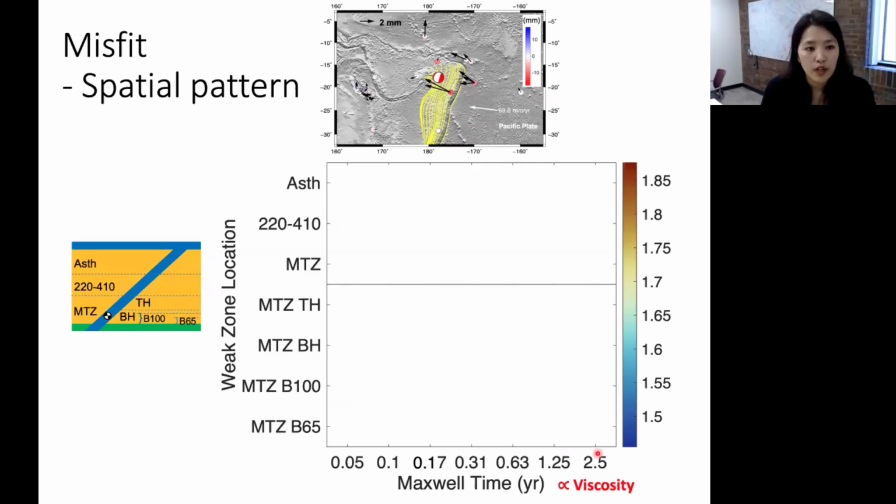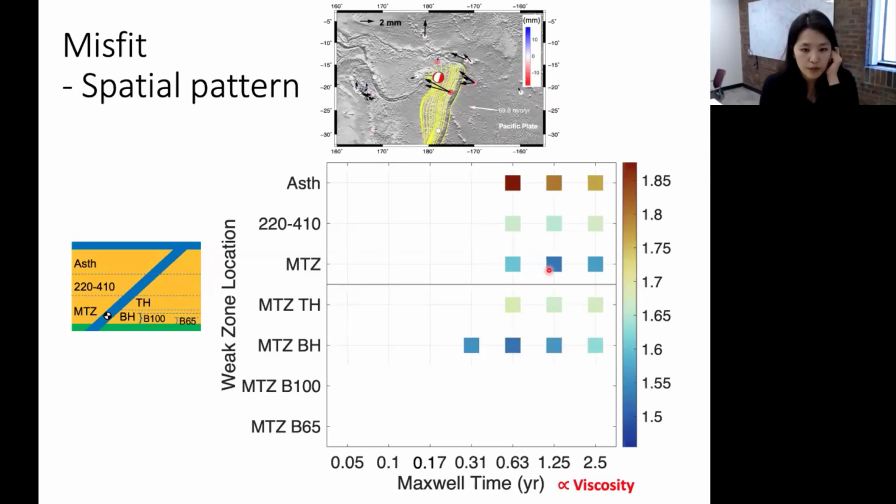And here, what I'm going to plot is the misfit to the spatial pattern of the cumulative displacement in three-component displacement. So if I do that for the top three cases for the weak zones, this is what we get. Just like what we looked at earlier, we do see preference for deeper weak zone being preferred because blue is the smaller misfit, so they explain the data better. Now, if we divide the mantle transition zone into top and bottom half, like we again saw earlier, bottom half is definitely preferred over top half.